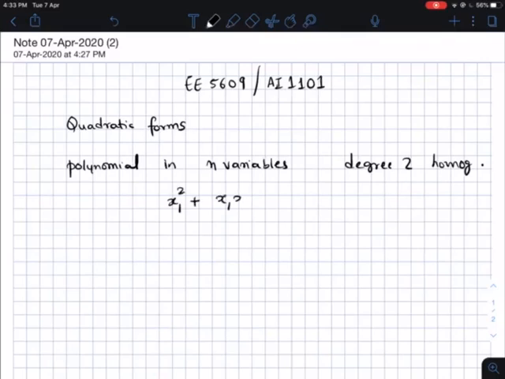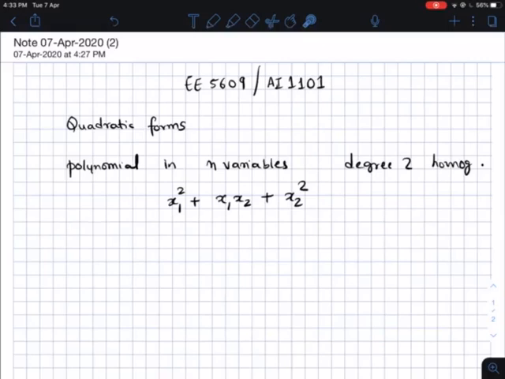x1 square plus x1 x2 plus x2 square. As you can see here, this quadratic form consists of three terms. Each of these terms has degree 2. You can see that this is x1 to the power of 2, this is x2 to the power of 2, and here it's x1 to the power of 1 and x2 to the power of 1. So overall degree 2. This is what a quadratic form is.